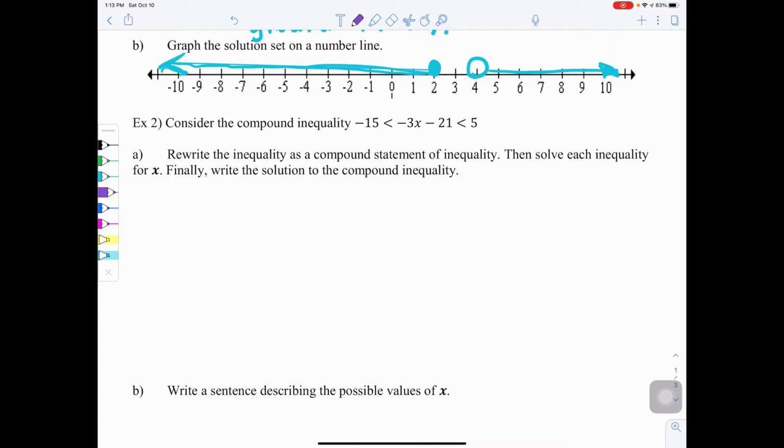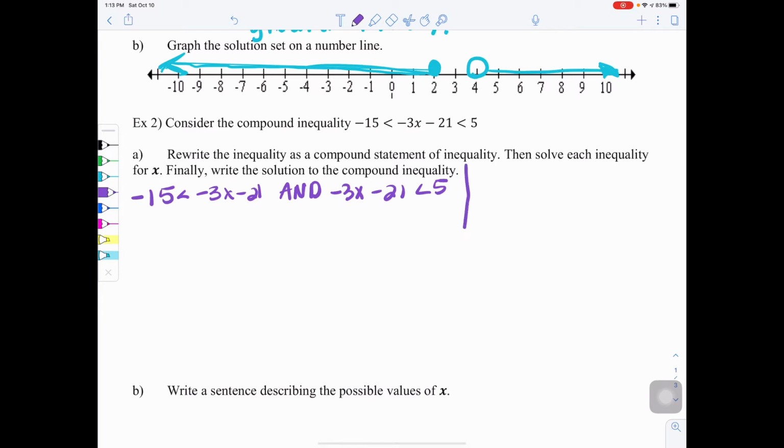So first, we're going to write down negative 15 is less than negative 3x minus 21. But at the same time, so and, we have the other side of the inequality, which would be negative 3x minus 21 is less than 5.